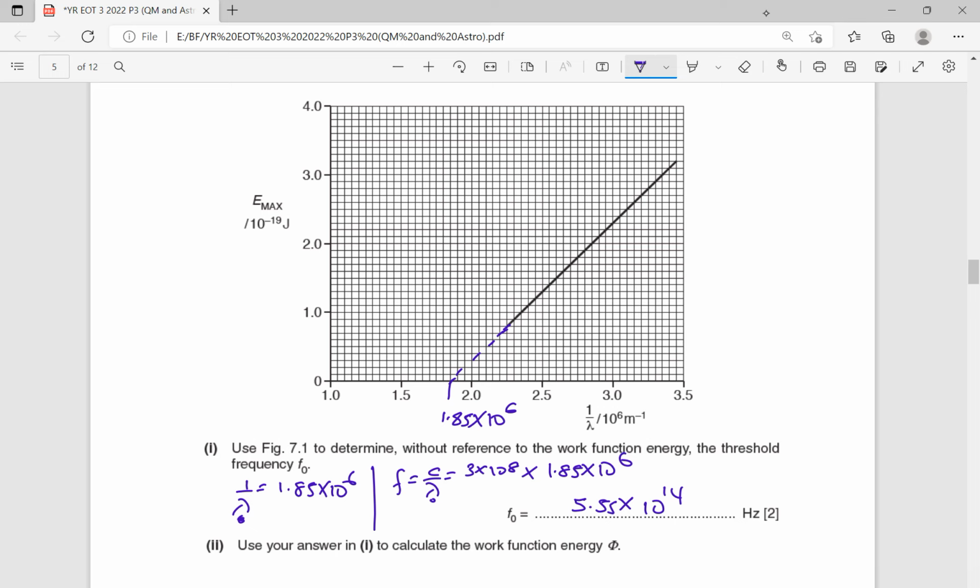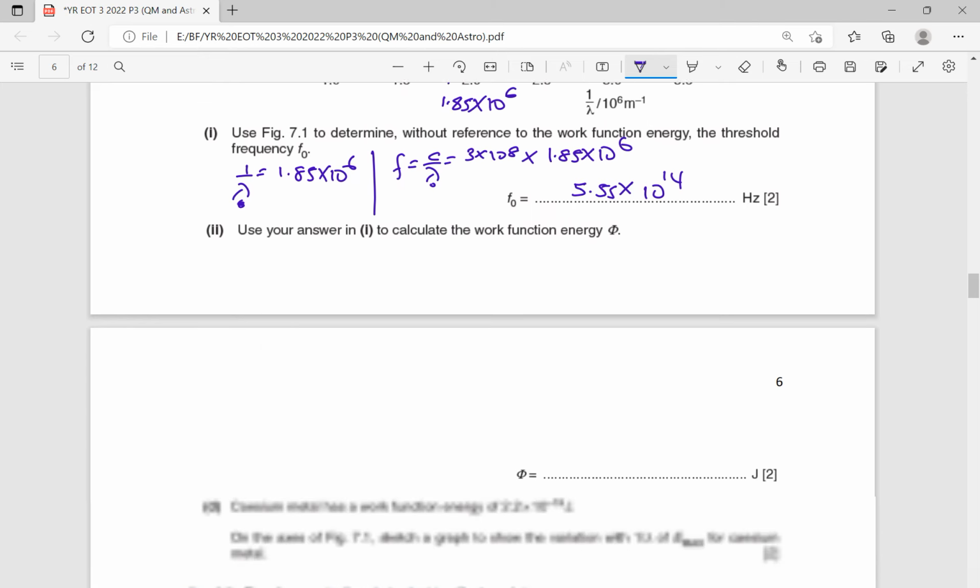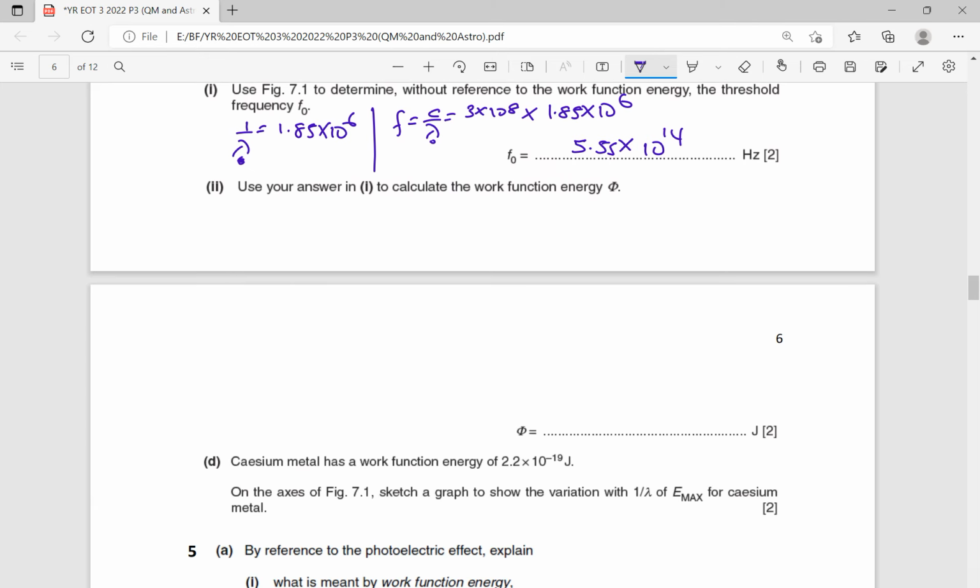Next, use your answer in Roman 1 to calculate the work function. So work function phi is equal to h times f0. That is very simple. So we simply substitute h times f0.